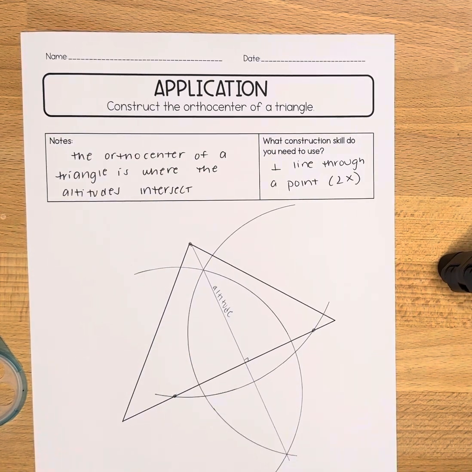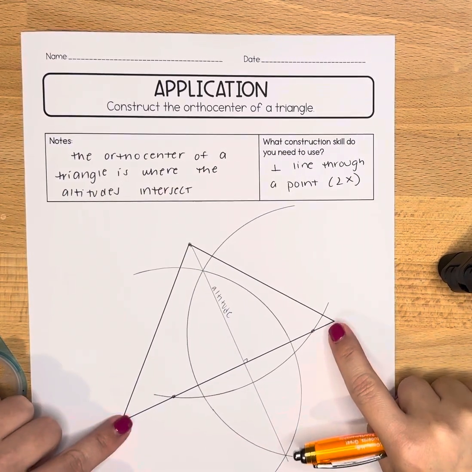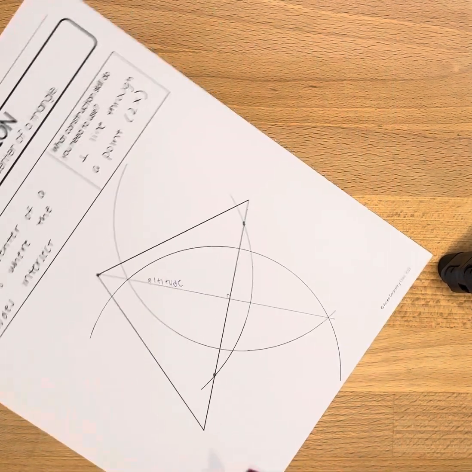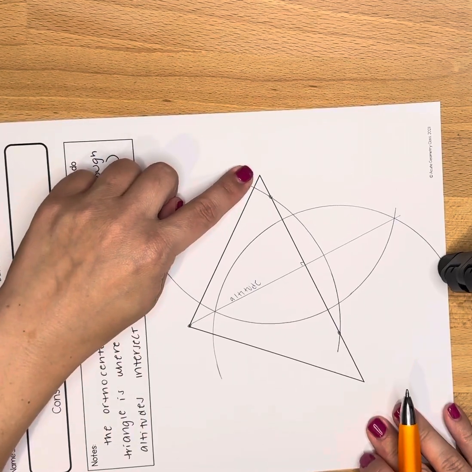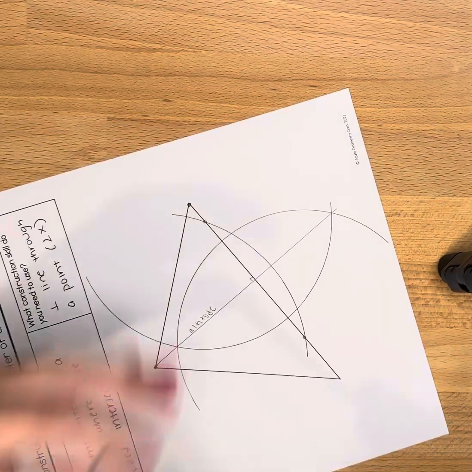Now we need to create another altitude. So we had started that one at this vertex. You could pick either of the other two vertices to work with. It doesn't matter. I'm going to rotate my paper and I'm going to choose to work with this one. I'm going to repeat all those same steps.